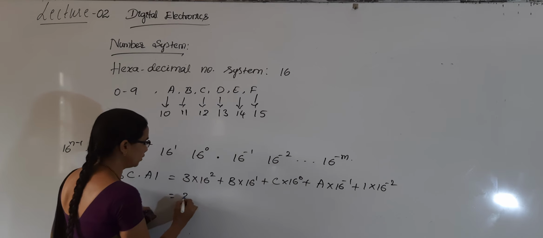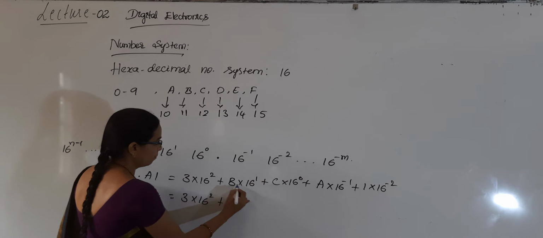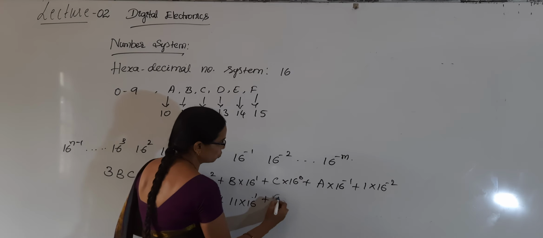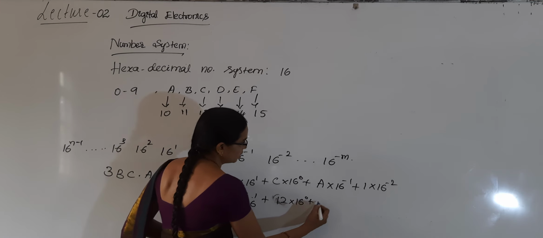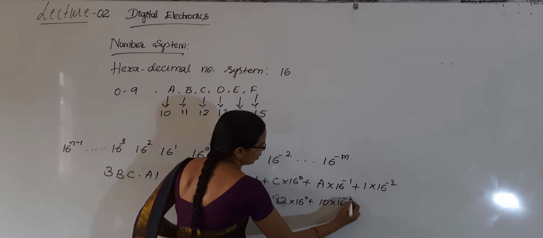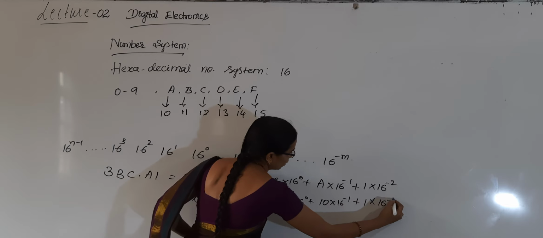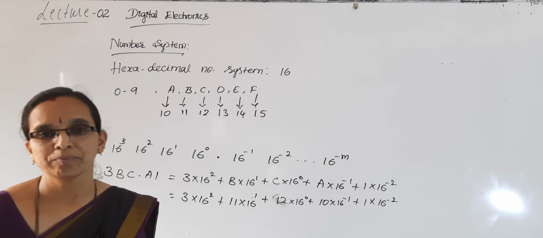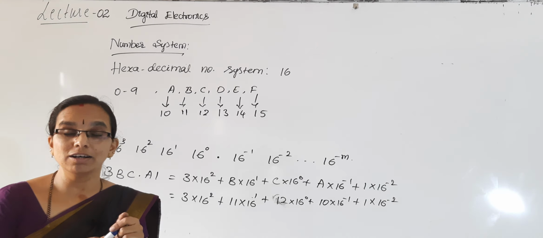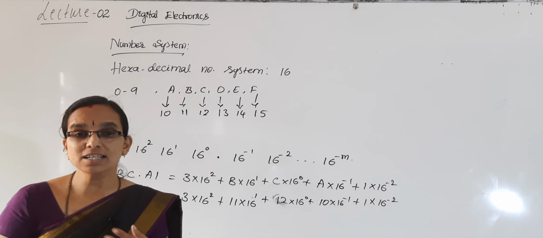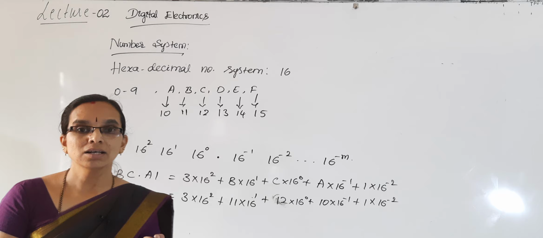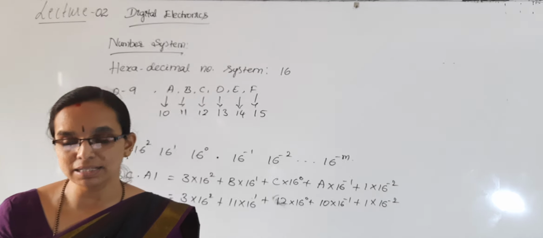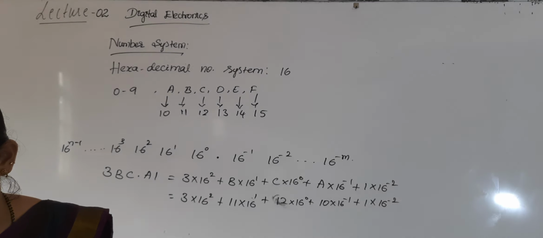Here you have to calculate 3 into 16 power 2. B, that is 11, into 16 power 1, C, that is 12, into 16 power 0, which is 1. A is 10 into 16 power minus 1. While calculating, we use the values for A, B, C, D, E and F. If we used 11, 12, 13, 14, 15 only, it would be difficult to represent a number. So they have used A to F as 6 extra symbols in the hexadecimal number system.